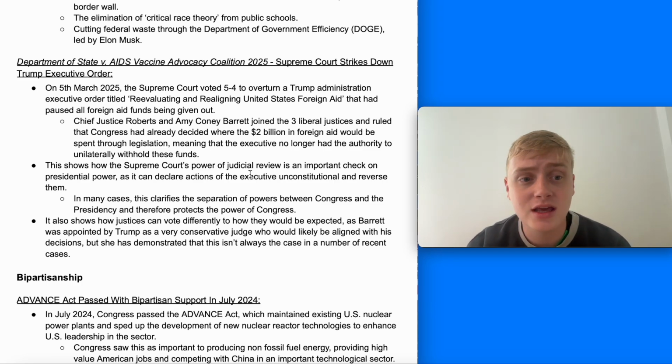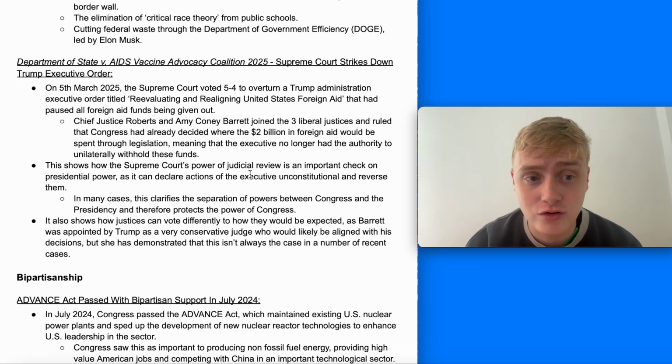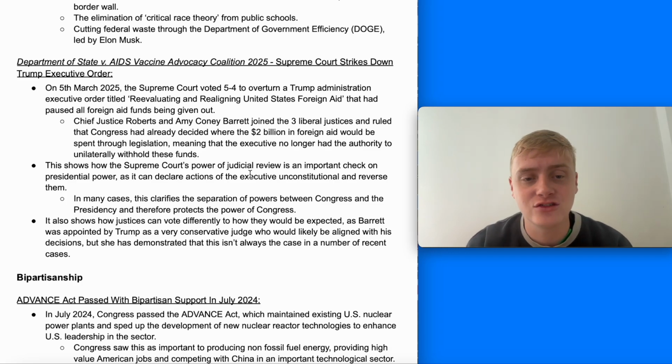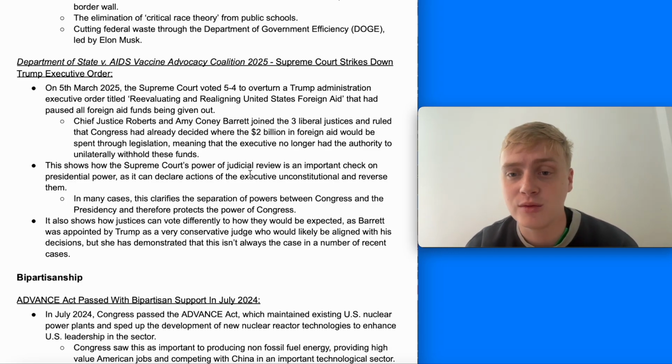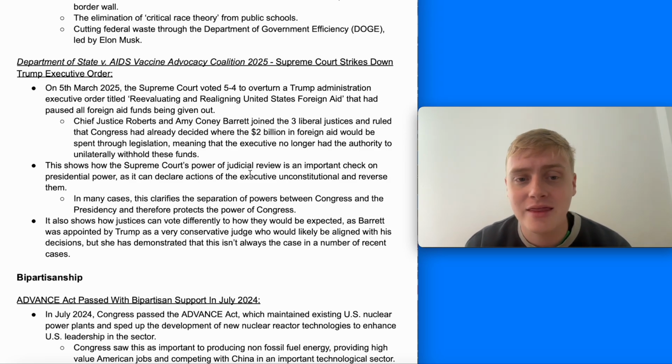And this really is important, as it shows how the Supreme Court's power of judicial review is an important check on presidential power. It can also protect Congress's power, as it can declare actions of the executive unconstitutional and reverse them in the same way they can reverse legislation passed by Congress. And in many cases, this is really important in clarifying the separation of powers between Congress and the presidency, and therefore protects the power of Congress, as I mentioned.